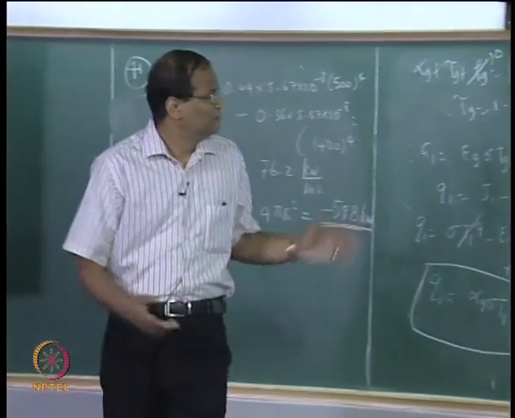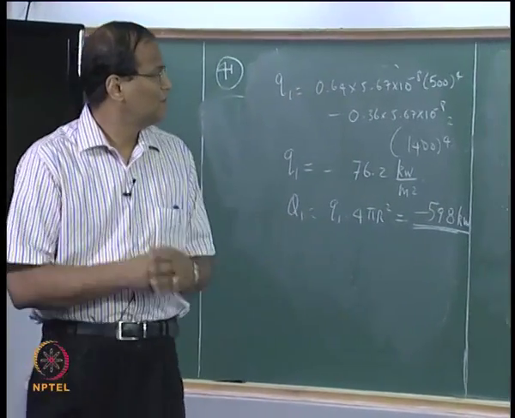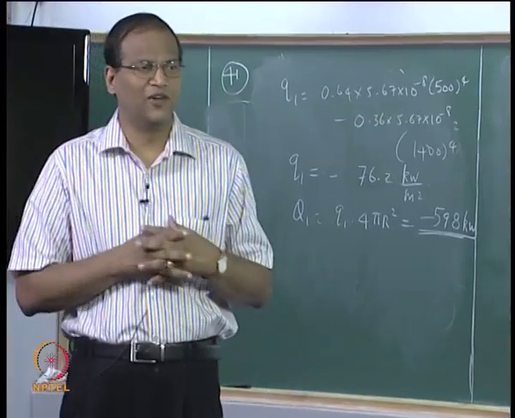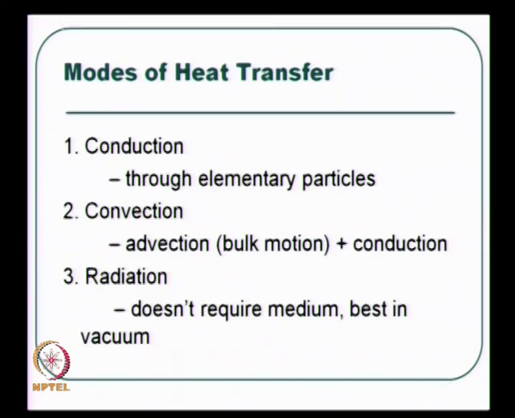So we should not say this, but the fag end of the course. Everybody knows that there are three modes of heat transfer: conduction through elementary particles, convection is advection plus bulk motion, but advection plus conduction. Radiation doesn't require a medium; it is best in vacuum. So some people skip point number 2 and say that there are only two modes of heat transfer: conduction and radiation. Okay.